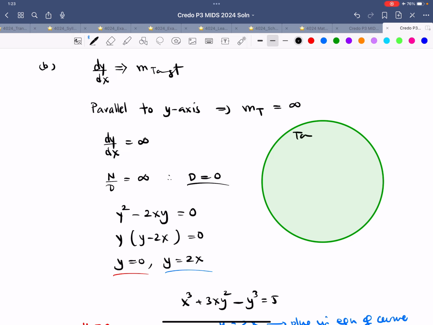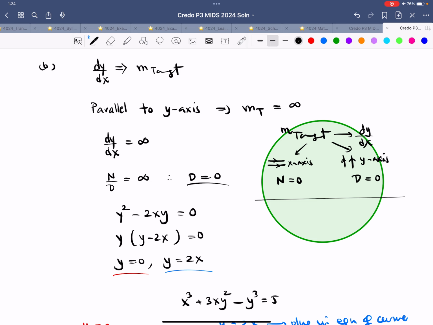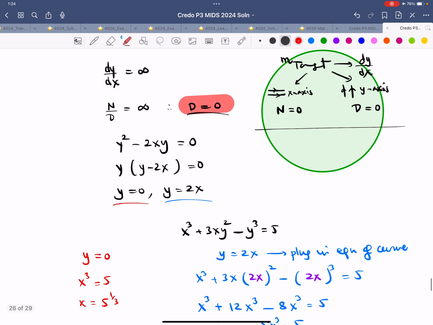Whenever it says tangent parallel to the x-axis, let me write it like this. Tangent parallel to the x-axis, and this is tangent parallel to the y-axis. And dy by dx is the gradient of the tangent. So over here the numerator is 0, over here the denominator is 0. That is the shortcut that you remember. So we have denominator equals 0. That's the denominator equating to 0. Y is 0, y is 2x.